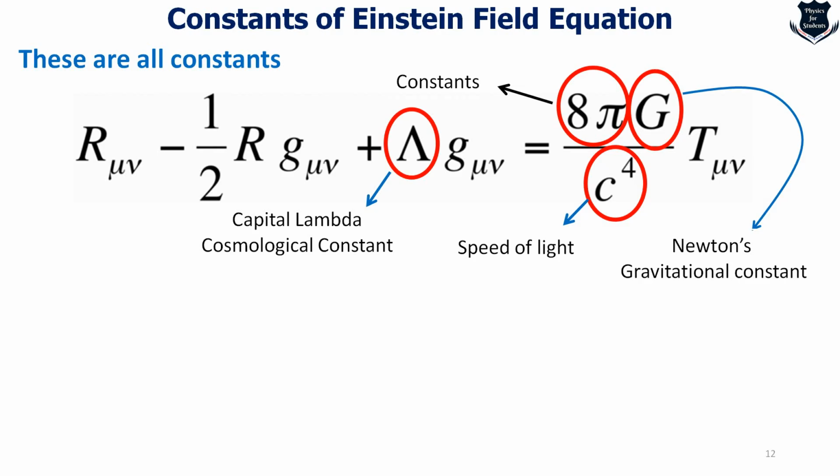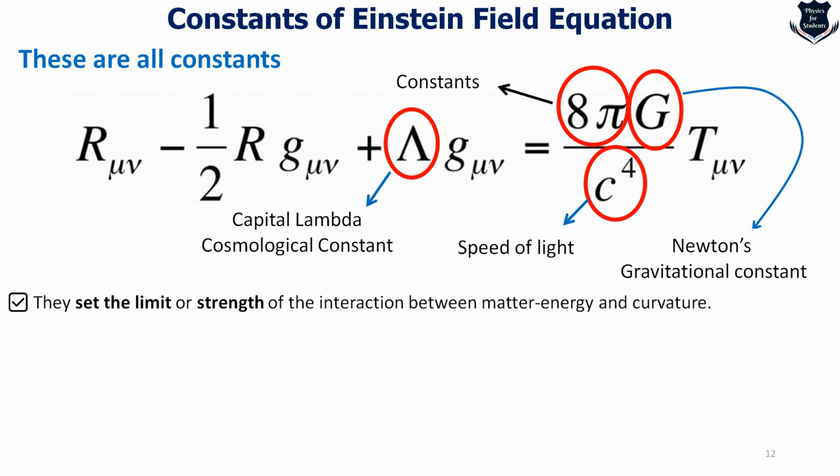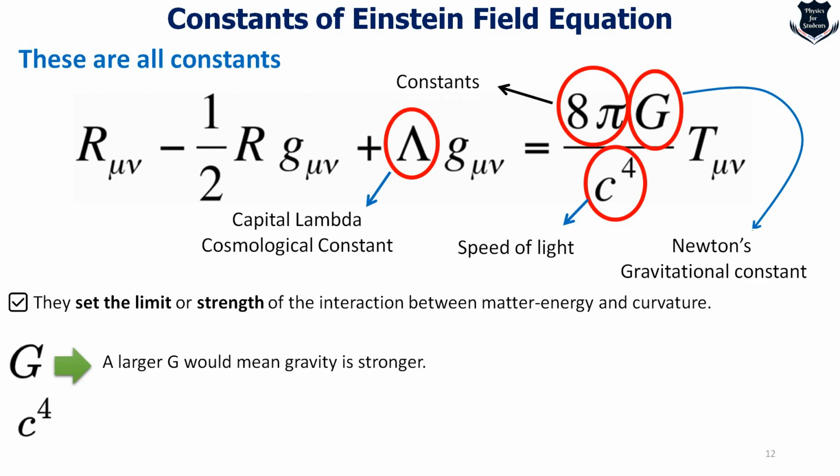Now, all these constants are pretty important because they set the limit or the strength of interaction between matter, energy and curvature. What do I mean by that? If you get a greater value of the good old G, the gravitational constant, that means gravity is stronger. On the other hand, c raised to the power 4, for the fourth dimension of space-time, ensures both sides of the equation have the same units.